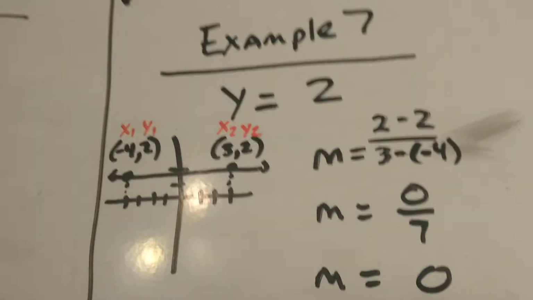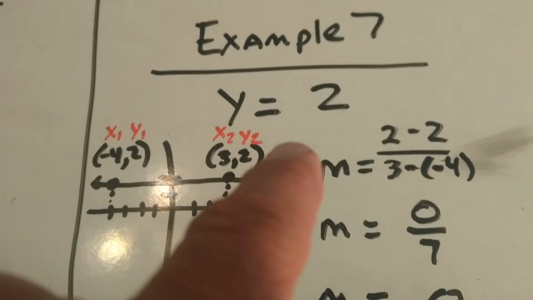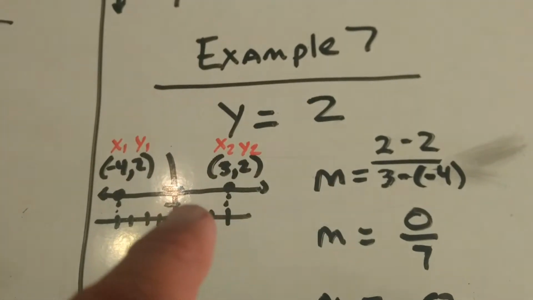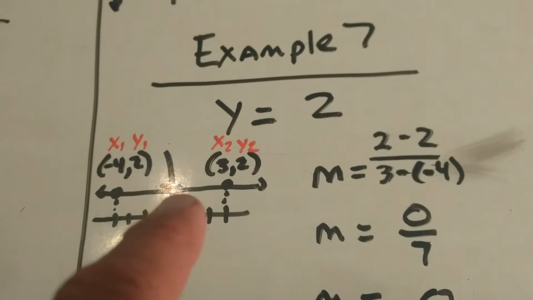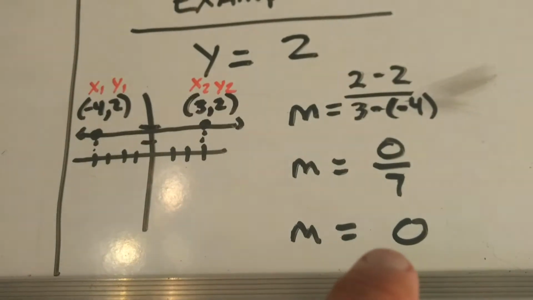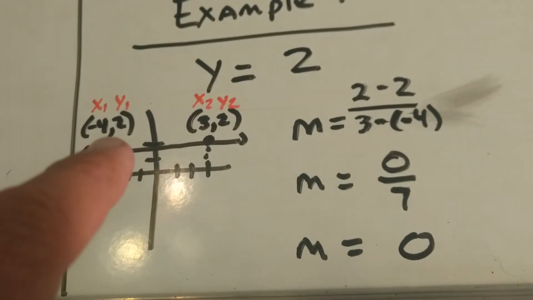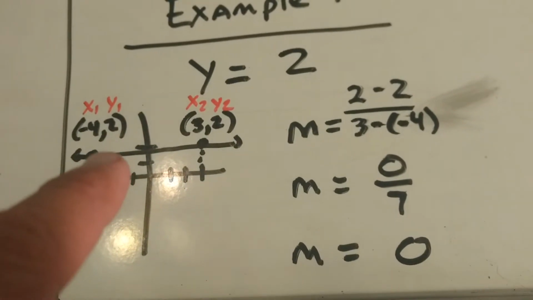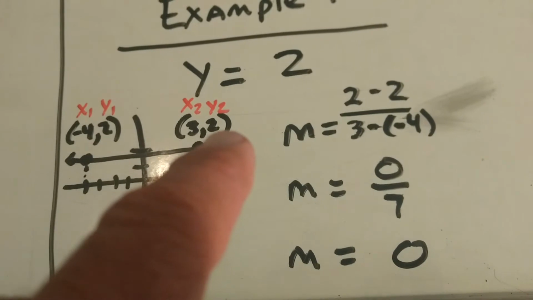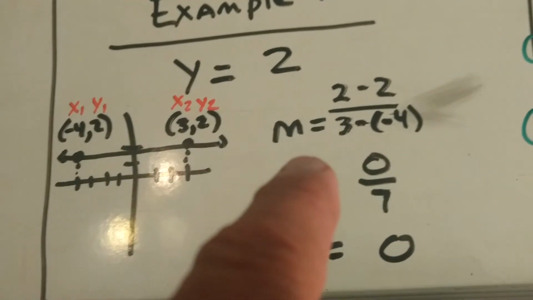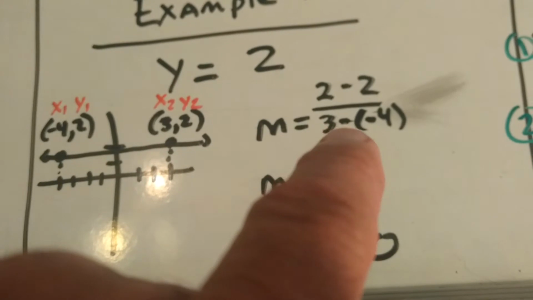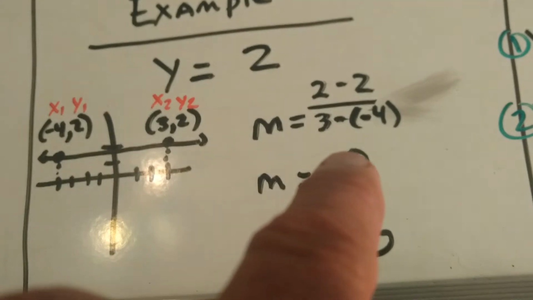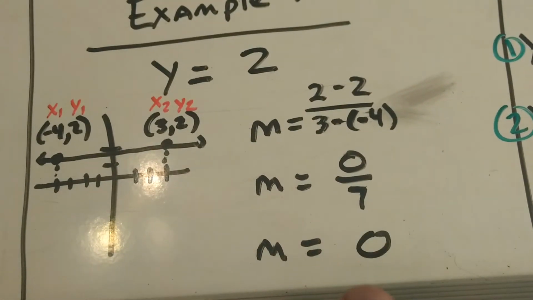The same thing holds true in example 7 with y equals a number. If I have y equals a number, it's a horizontal line going through that number on the y-axis. The slope is always 0. Here I've given the points: in y equals 2, or y equals a number, the y's are always the same. So here I have (-4, 2) and (3, 2). If I put it in the slope equation, I find out that the top cancels out, giving me 0 on the top. Anytime I have 0 on the top of a fraction, I get 0.